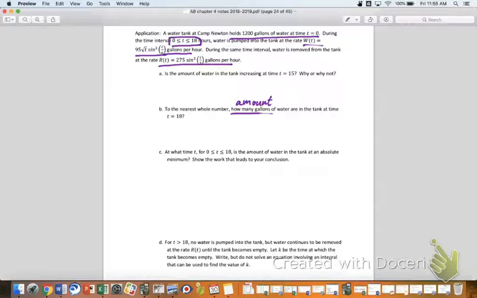1,200 gallons to begin with, plus however much the amount changed. So it's 1,200 plus whatever the change is. How do you find the net change in the amount of something? Yeah, the definite integral of a what? The amount of change will be found by doing the definite integral of what kind of thing?